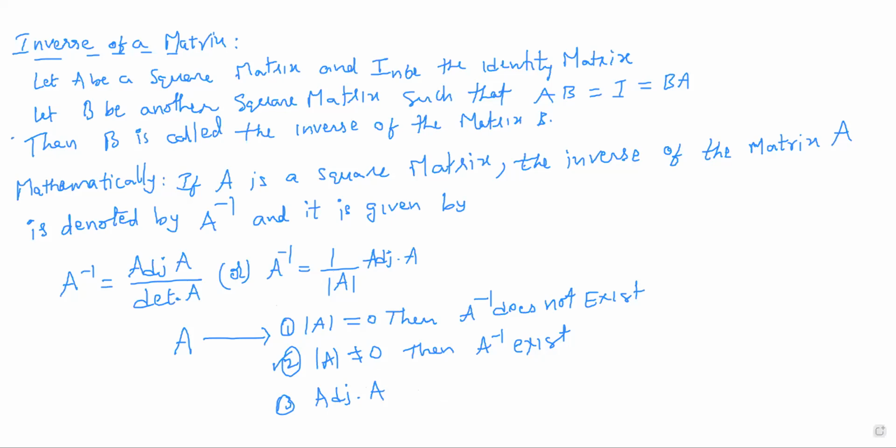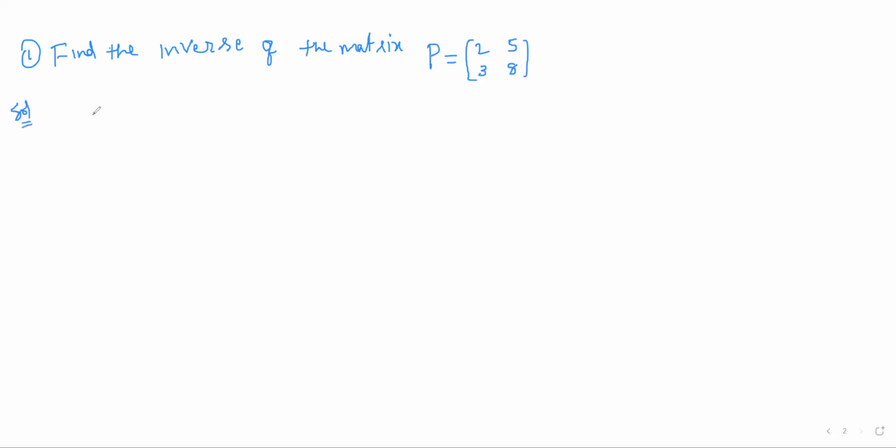Now, first problem: find the inverse of the matrix capital P is equal to 2, 5, 3, 8. This is the matrix given. Okay, solution. I have to find out P inverse, that is inverse of the matrix P.